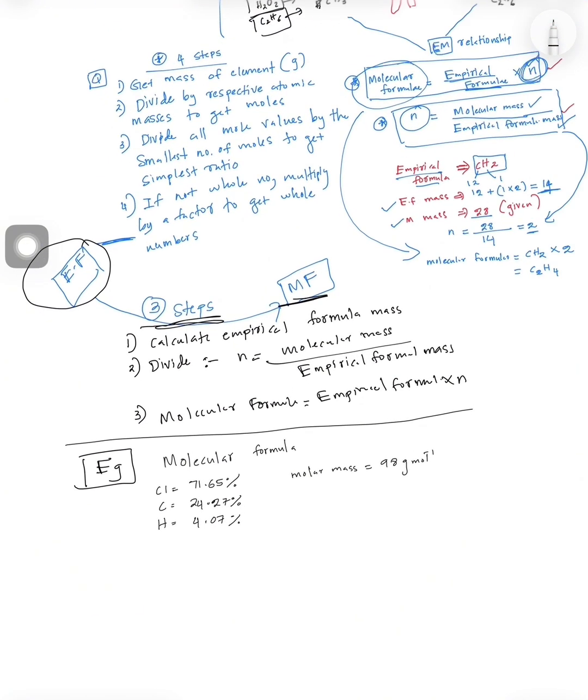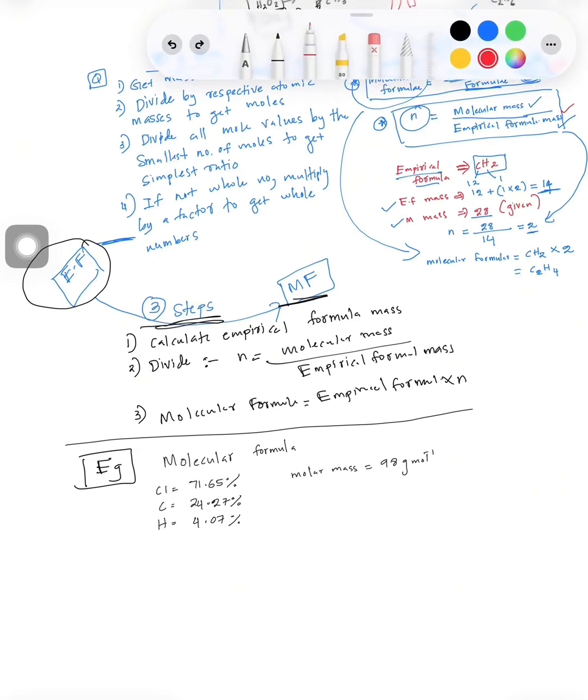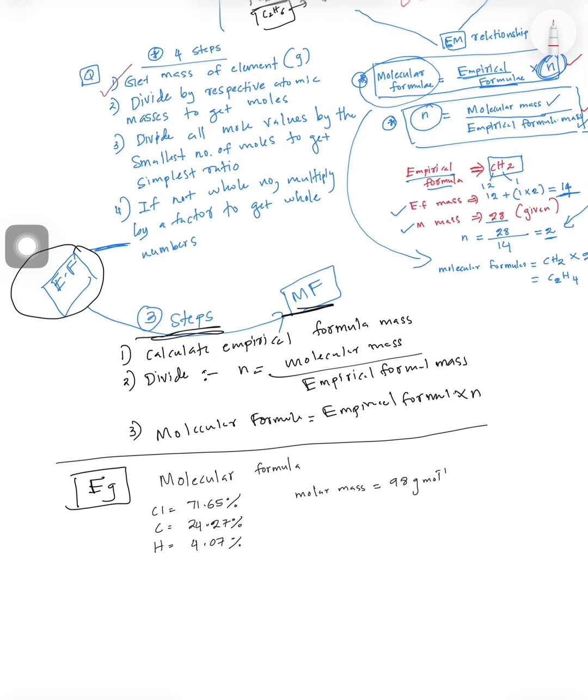Now, as I already told, the first step is here. We have to get the mass of each element in grams.